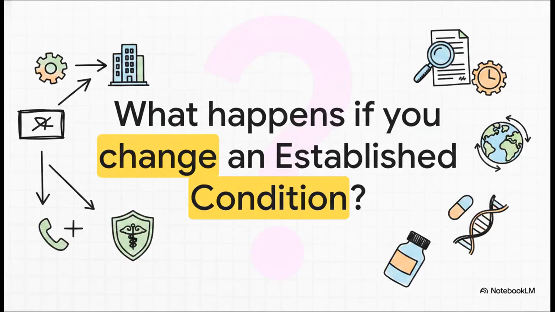All right, let's do a quick rapid-fire knowledge check to make sure we're all on the same page here. Say you're adjusting a process, and that specific element happens to be defined as an established condition in your approved application. What exactly follows? Can you manage it internally, or do you have to call up the health authorities?